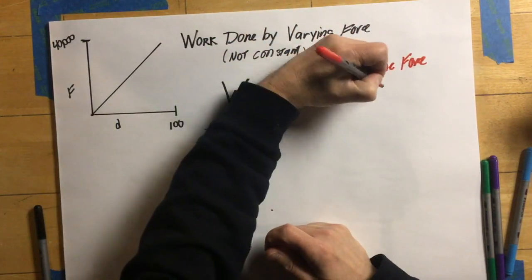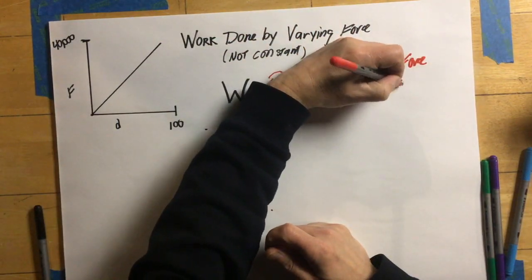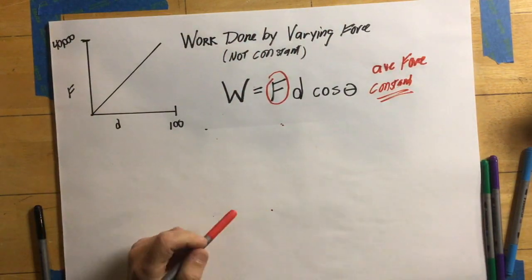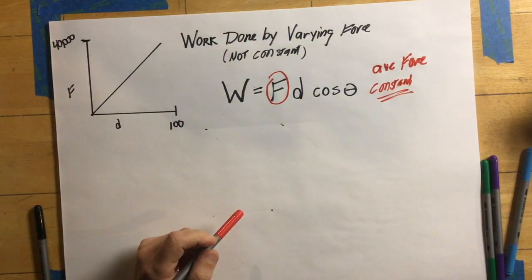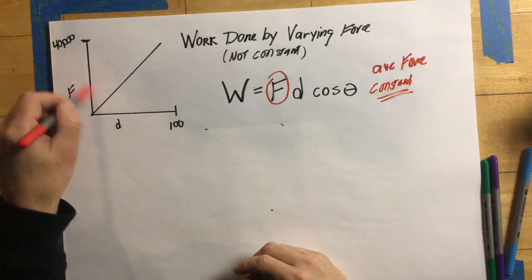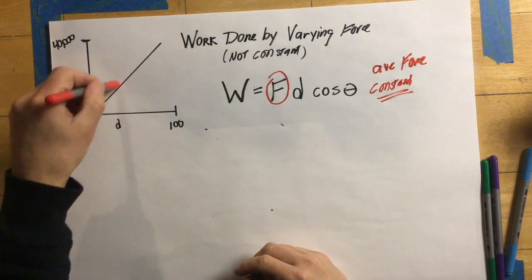But it also assumes it's a constant force. So when you get a problem, like I think you might see one on A53, maybe one on A52 or 51, where they give you a force versus distance graph, this force is not constant.